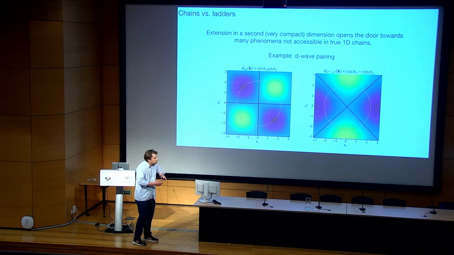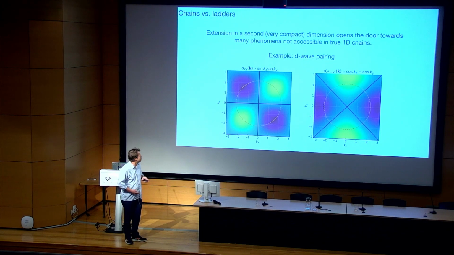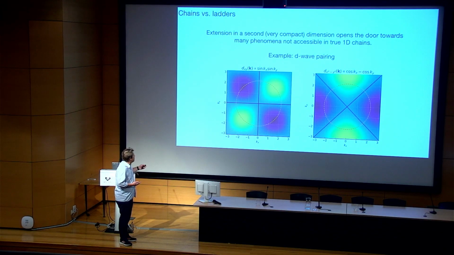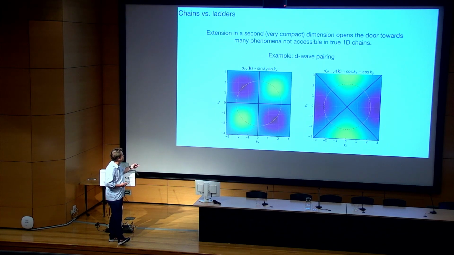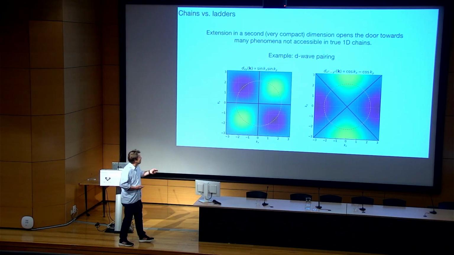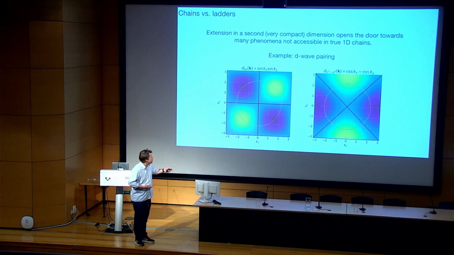So these are pairing correlations in quantum systems which have a non-trivial structure at least along two dimensions. A pairing wave function like this, for instance. So this is the dxy pairing, or this dx squared minus y squared pairing looks just rotated.